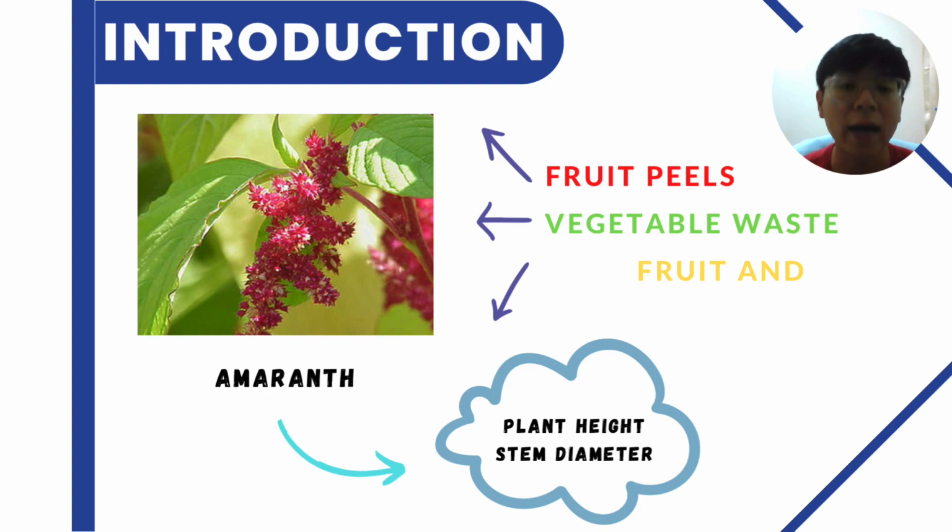Amaranth was grown for 8 weeks and the garbage enzyme was applied every 3 days for 2 weeks. Plants were grown for 8 weeks before being harvested. Fruit peels, vegetable waste, and fruit and vegetables are the types of garbage enzymes applied at different concentrations, which are 0, 10, 20, 30, and 50%, to determine the growth performance of Amaranthus species in the parameters of plant height and stem diameter.